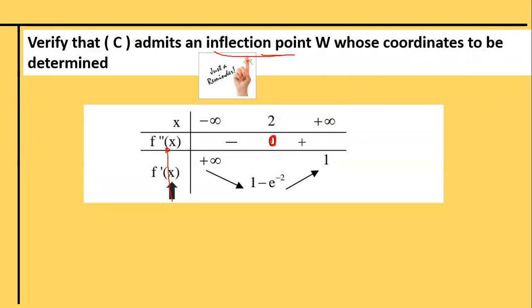So the first condition, the second derivative must be equal to 0. The second condition, there must be a change in sign.